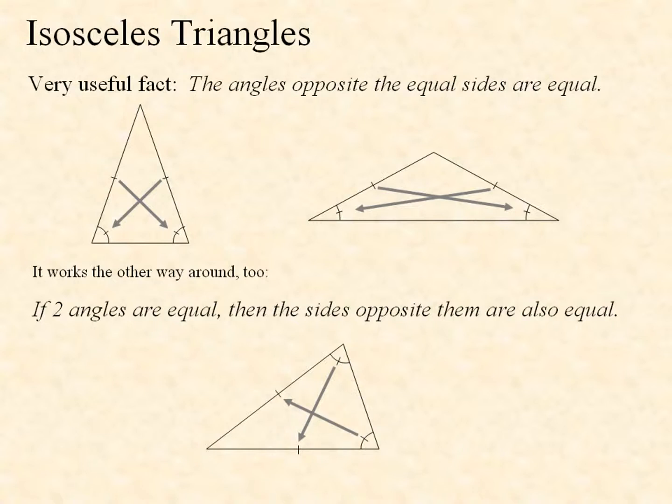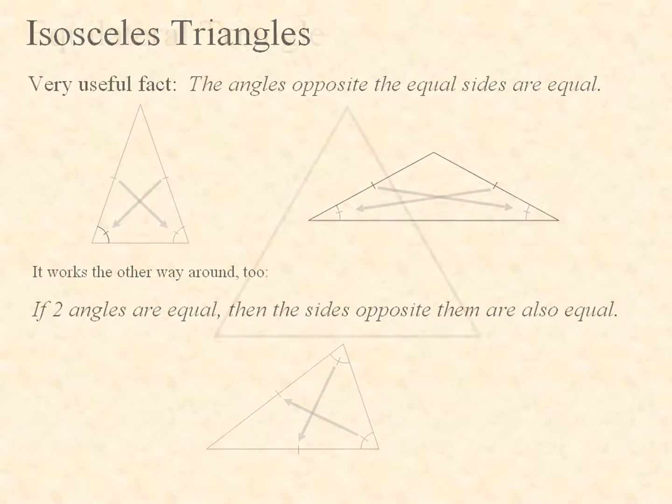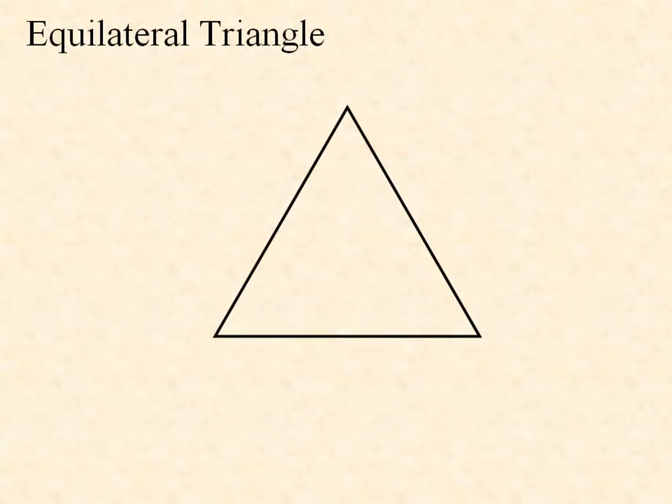Remember that an isosceles triangle is a triangle that has at least two sides of equal length. The angles opposite these sides have equal measures. All three sides in an equilateral triangle have the same length. Since the angles opposite these sides have equal measures, an equilateral triangle is also an equiangular triangle.